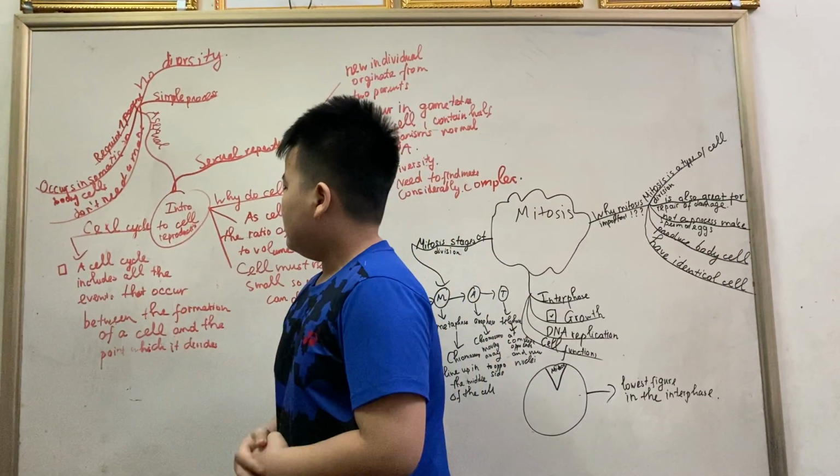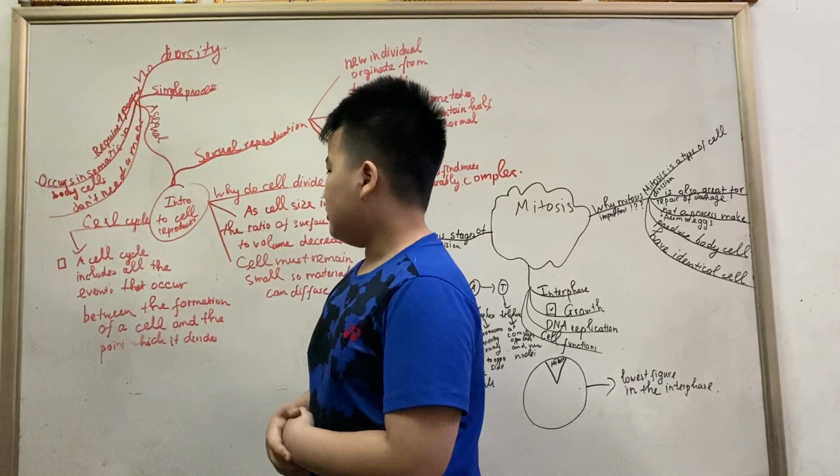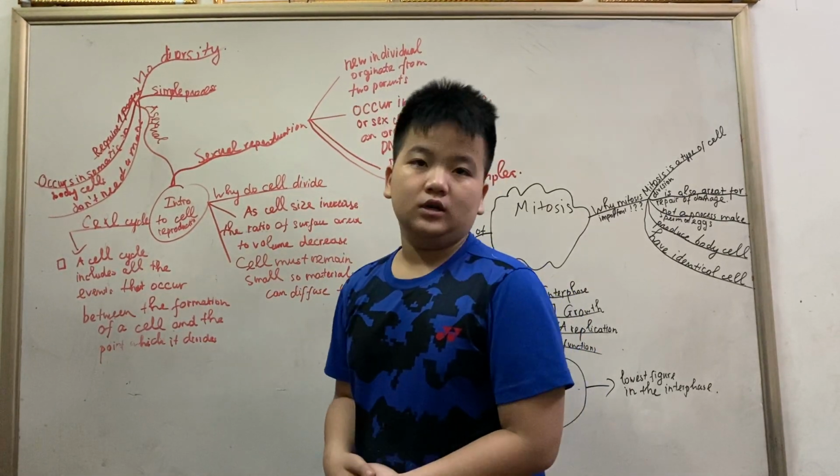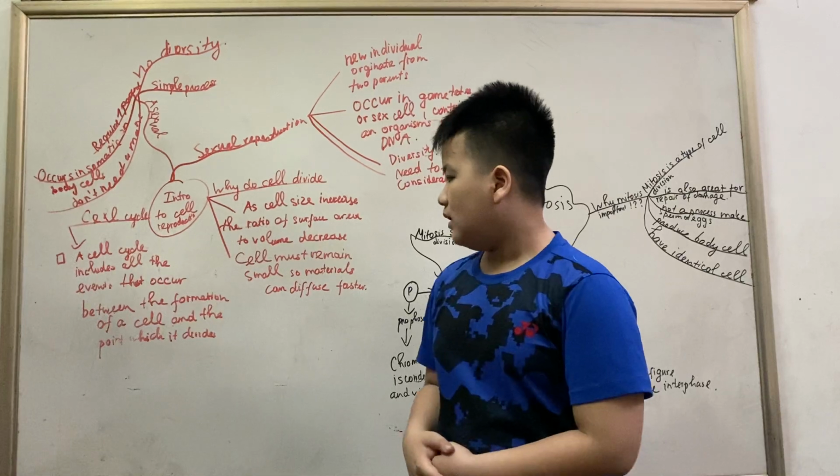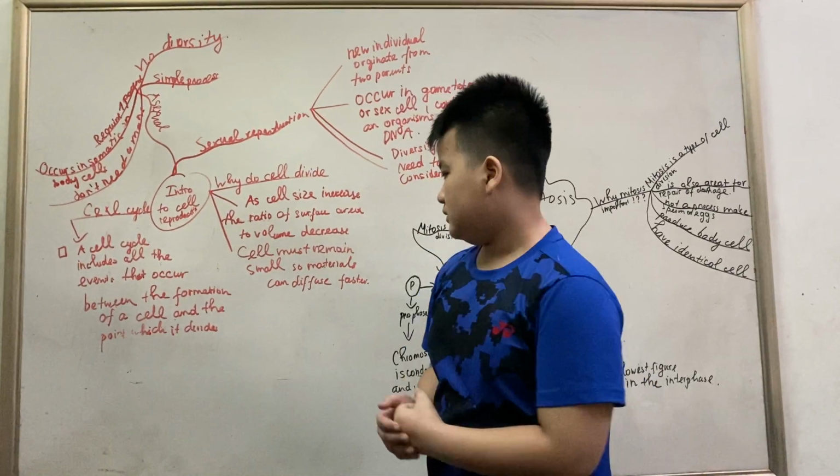This is the cell cycle. A cell cycle includes all the events that occur between the formation of the cell and the point at which it is divided.